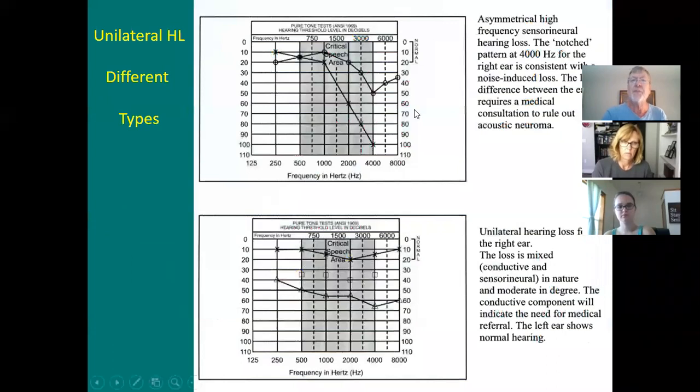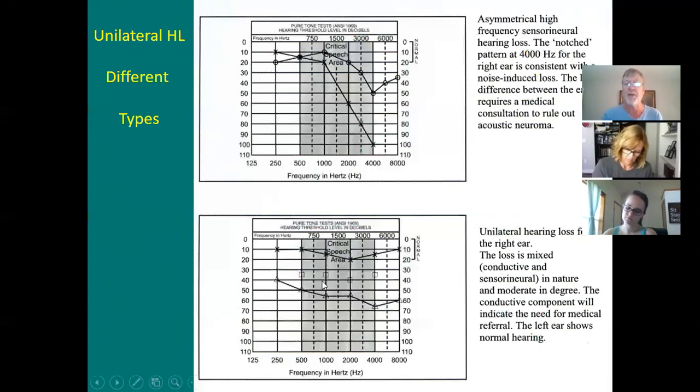Here's a picture of asymmetrical sensory neural loss on the top. And it says the large difference between the ear thresholds requires a medical consultation to rule out an acoustic neuroma. Acoustic neuroma is a tumor of the eighth nerve. That's what physicians often call it, acoustic neuroma.